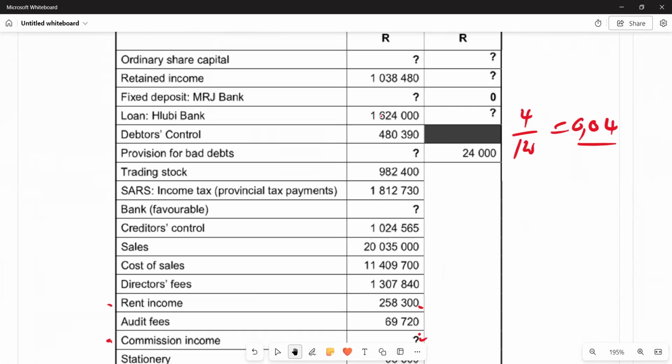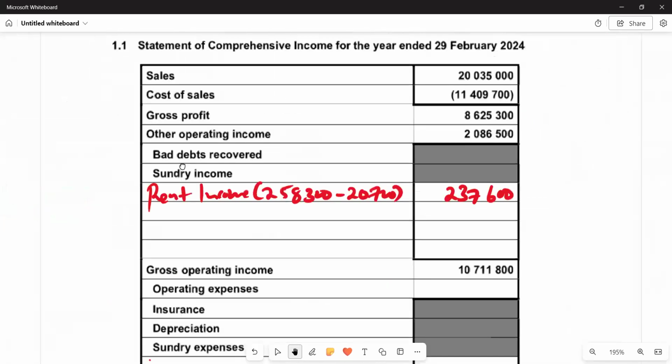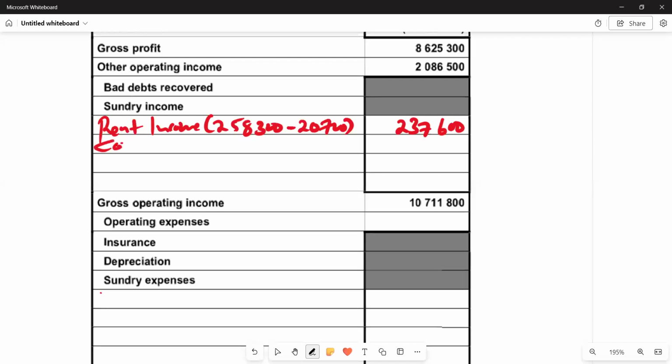So we go there on our answer section and we are saying commission income. In brackets, we are saying 0.04 is a decimal, 4% times 20 million and 35,000. And then the answer that we are supposed to get is 801,400.